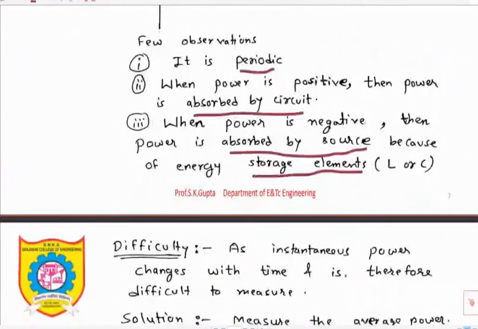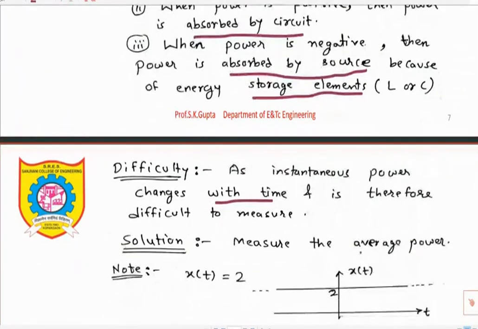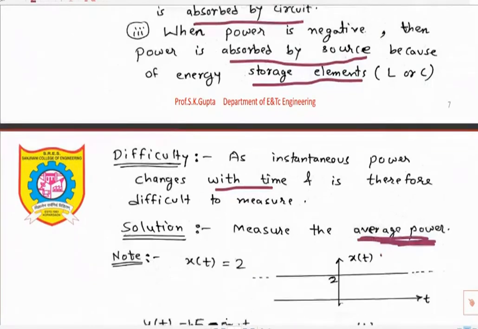Then what is the difficulty? As it is always changing with time, as we have seen in the expression, the second term is containing time. That means whenever time changes, your power changes. So as it is changing with time, it is always difficult to measure this instantaneous power. So what is the solution? Measure the average power. Instead of instantaneous power, we go for the measurement of average power. Even the wattmeters which are available measure only the average power.